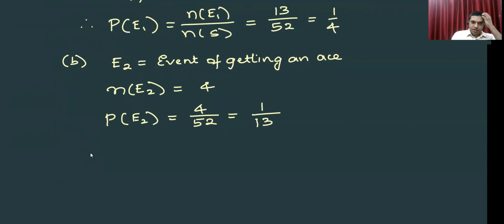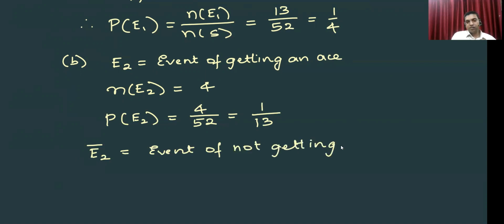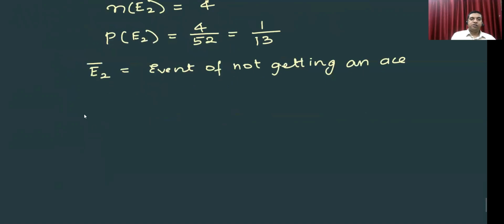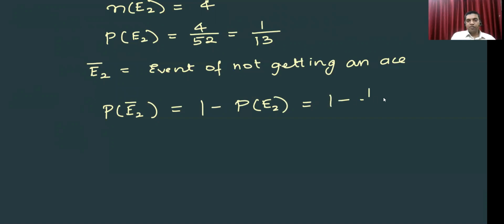But we want E2 bar, the event of not getting an ace. From our previous discussion, this will be 1 minus the probability of E2. So this will be 1 minus 1 upon 13, which is 12 upon 13. That is the required answer.